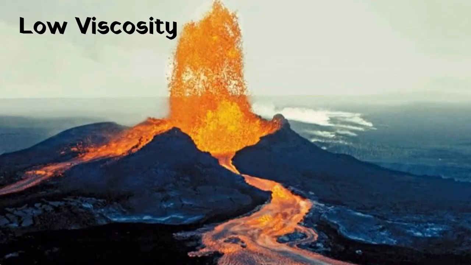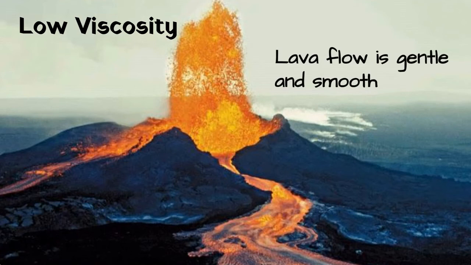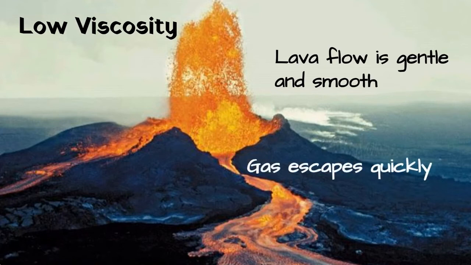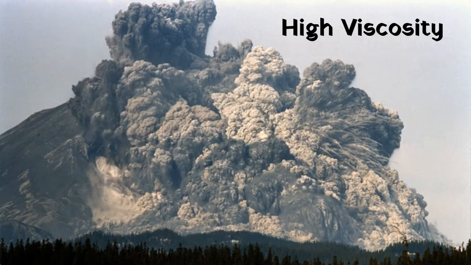Low viscosity, when we talk about magma, means that the lava is flowing gently and smooth. It might shoot up like in this picture, but it's very light little bits of lava. It's not thick and sticky. The gas that's in it will escape really quickly in little tiny bubbles. And the eruption, we consider it quiet and gentle.